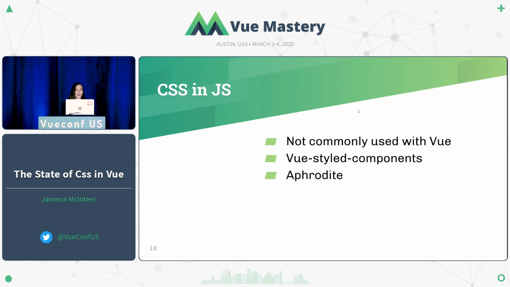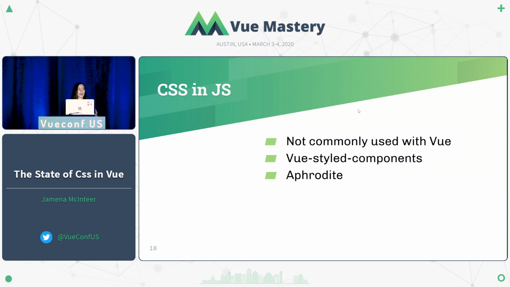So I want to cover CSS and JS now. This is something that you might have heard a lot from the React community. There's a lot of work around CSS and JS being done in the React community, but it's not commonly used in Vue. And part of that is how Vue and React treat HTML differently.